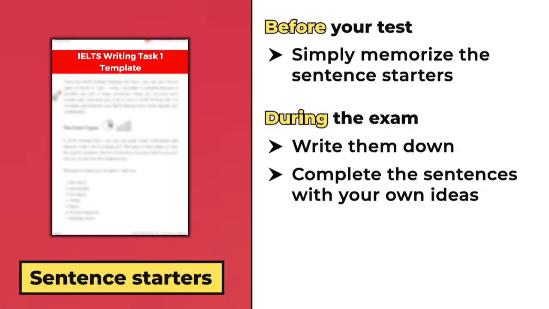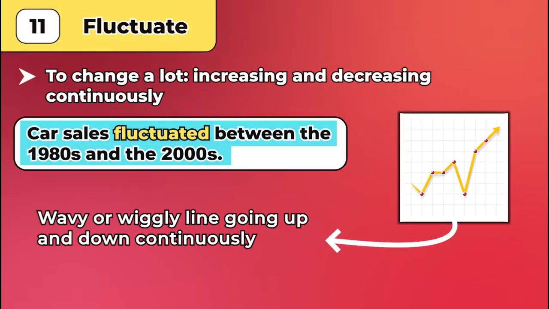Fluctuate is a fantastic word for IELTS writing task 1. Sometimes the data we see on the charts or graphs will change a lot, increasing and decreasing continuously. This is the definition of fluctuate. On a line graph, for example, fluctuating data will be represented by a wavy or wiggly line going up and down continuously. For example, car sales fluctuated between the 1980s and the 2000s.